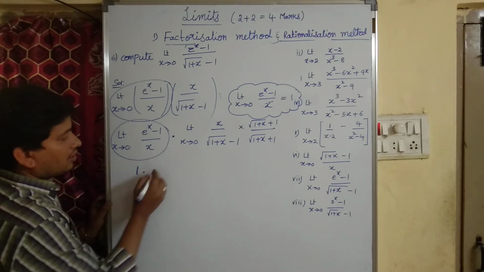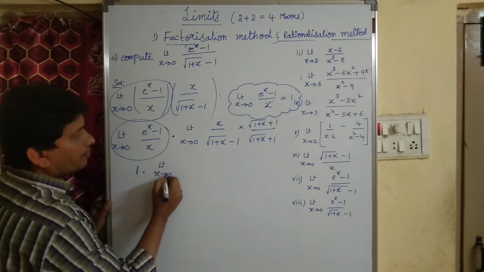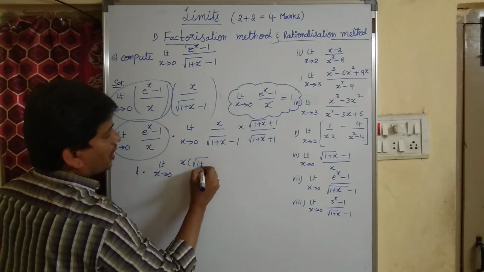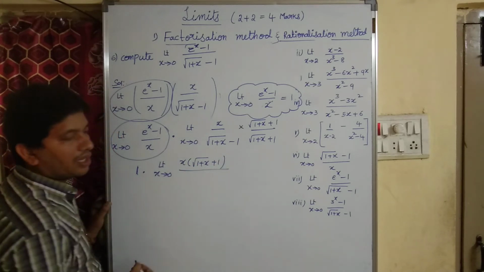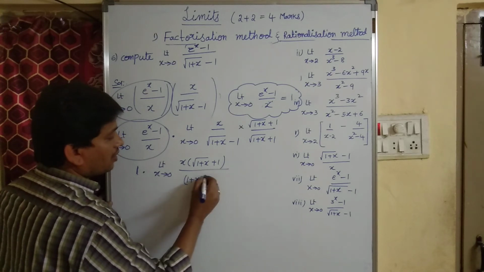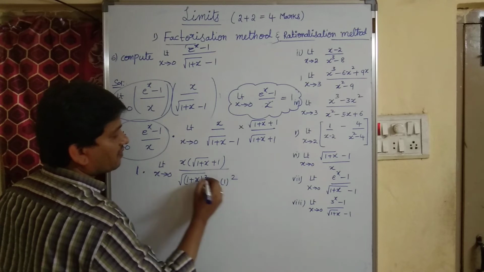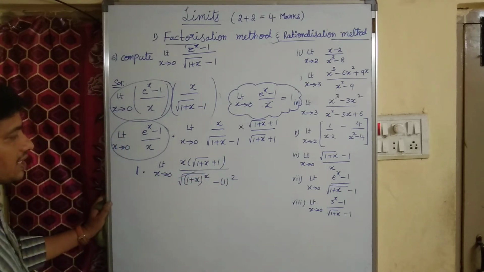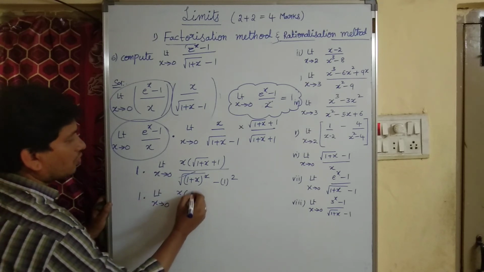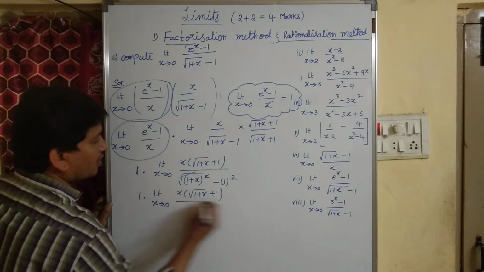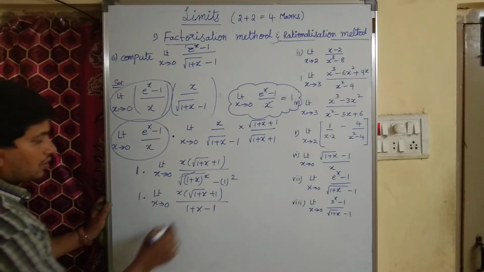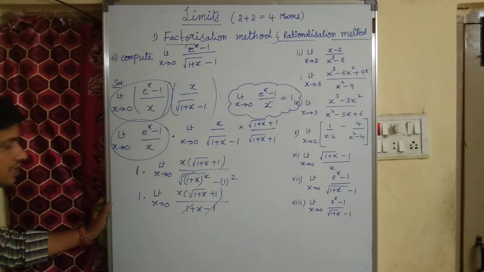So this is 1 into limit x tends to 0, x into root over 1 plus x plus 1 divided by a minus b into a plus b, that is a square minus b square. So the square root gets cancelled. So 1 into limit x tends to 0, x into root over 1 plus x plus 1 divided by 1 plus x, minus 1 square is nothing but 1. Plus 1 minus 1 gets cancelled.